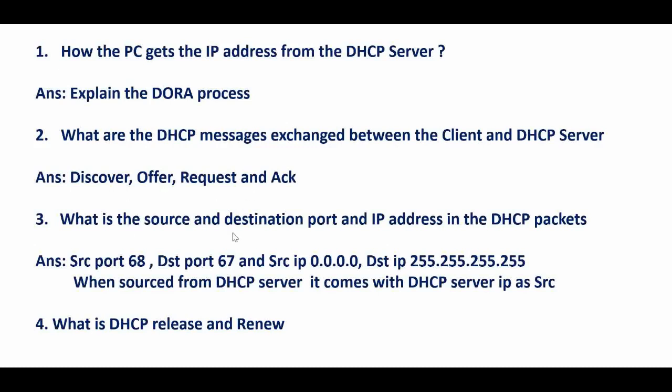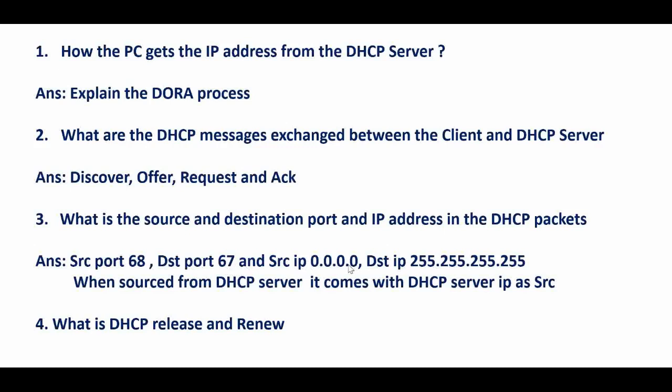And what is the source and destination port, and what is the source and destination IP in a DHCP packet? We can say the DHCP client port will be 68, and the DHCP server UDP port will be 67. For example, when the client is sending a DHCP packet, the UDP source port will be 68 and destination port will be 67 for the server. When the server is sending, again it will be destined towards 68, and source will be 67.